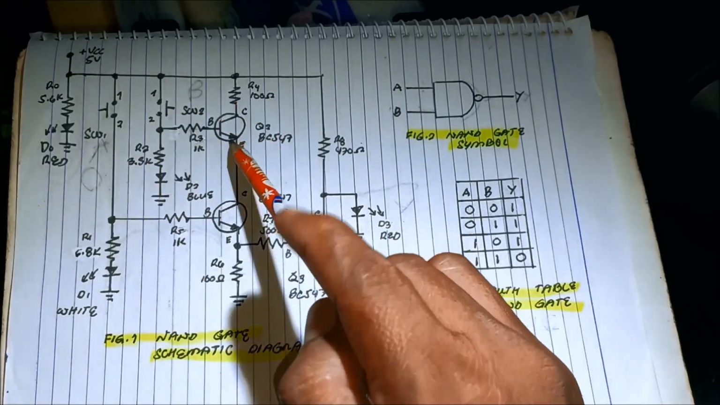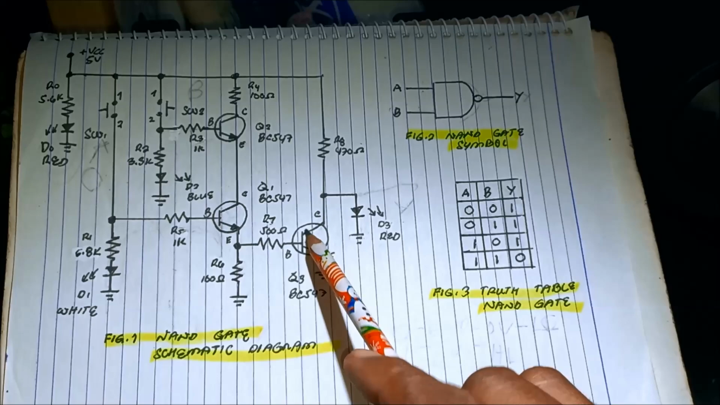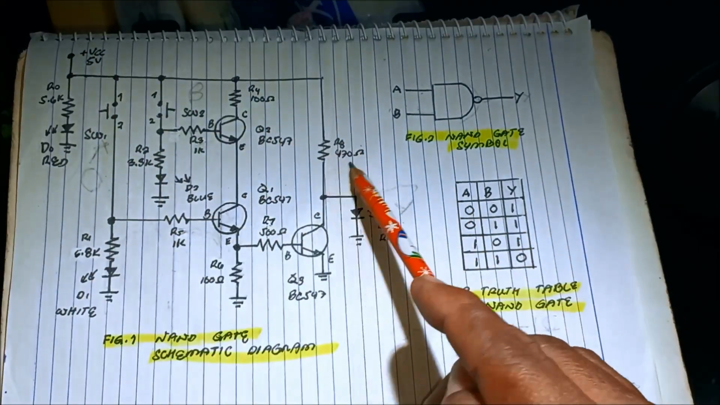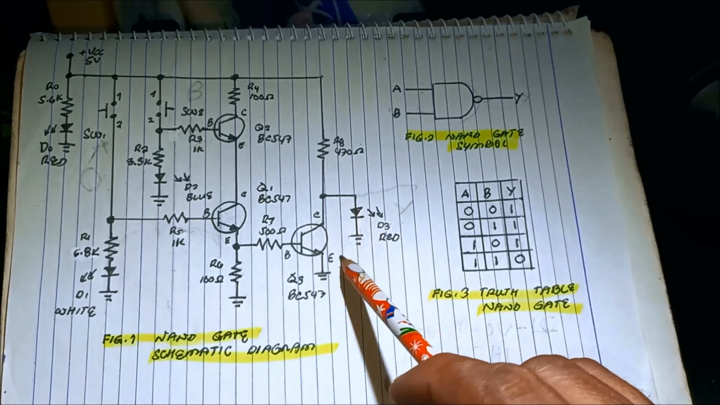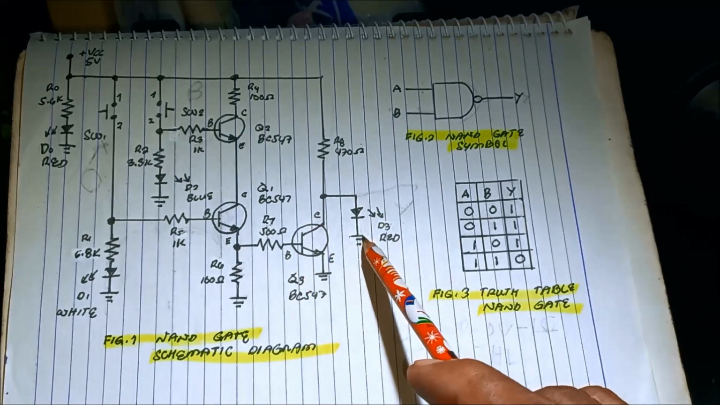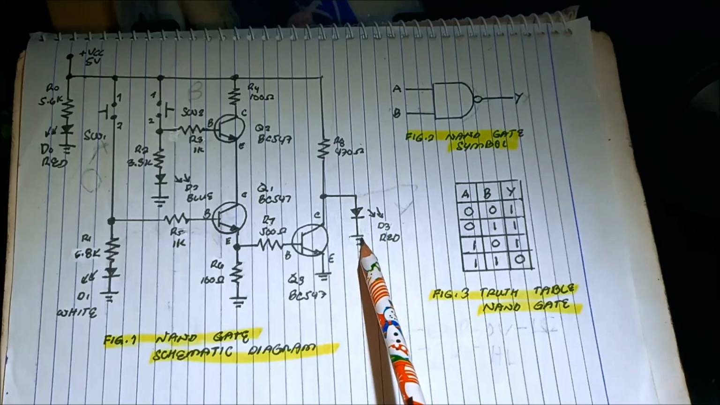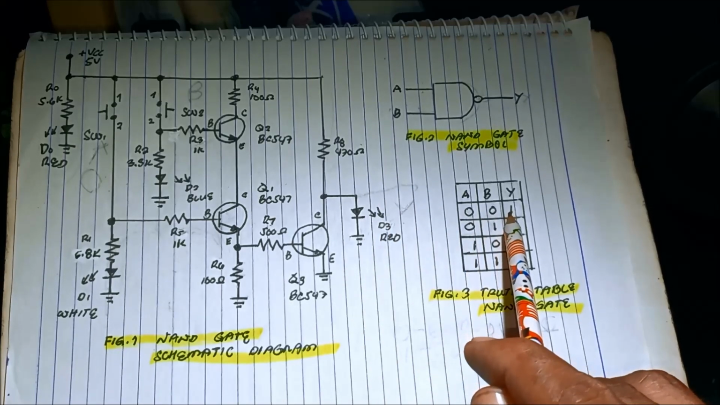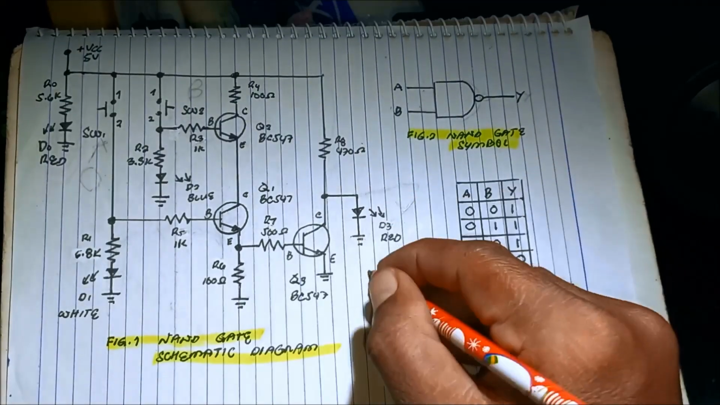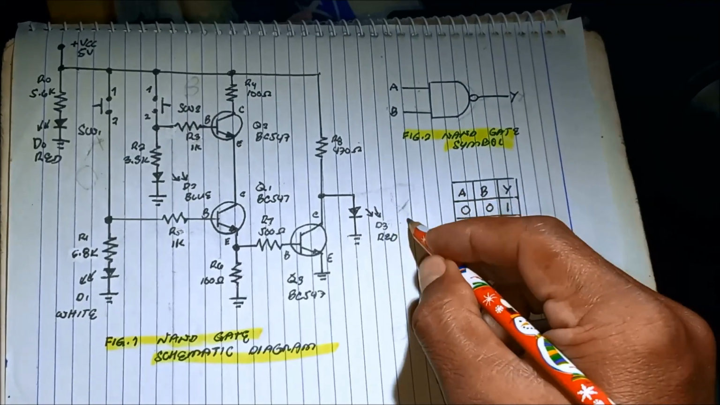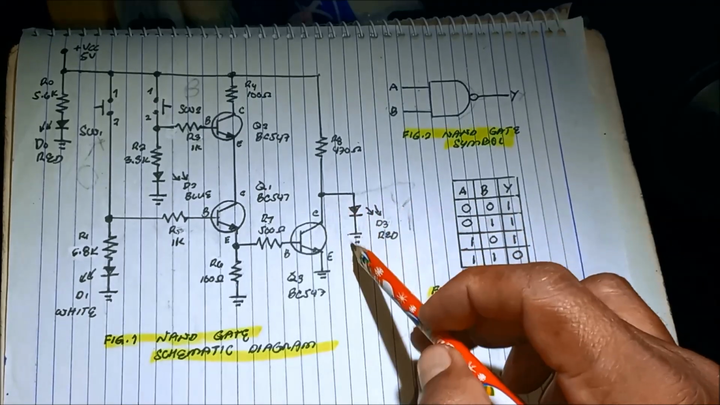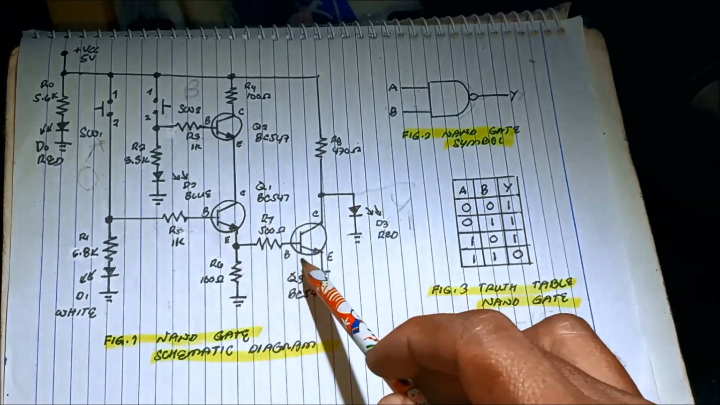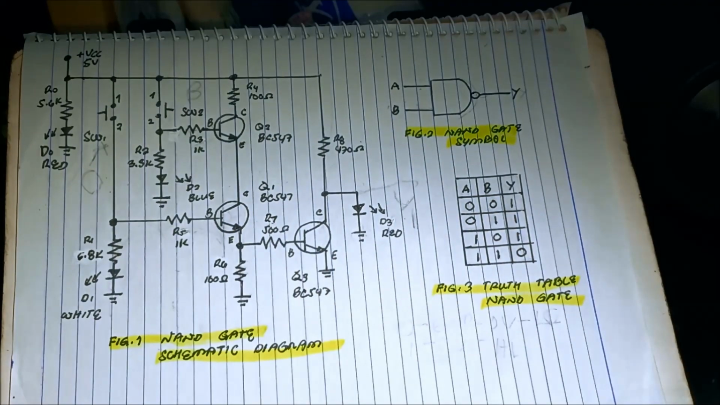So if this is open, the current flows from 5 volts to the 470 ohms, then to the LED, then to the ground. It makes this LED turn on. That's why we have a high level, 1. It means the LED turns on and there is an output. Why? Because all transistors are open.